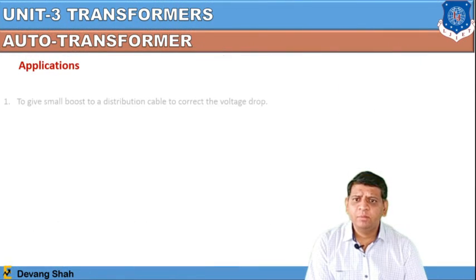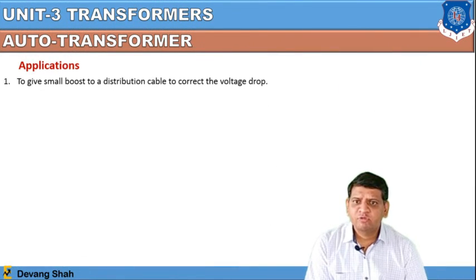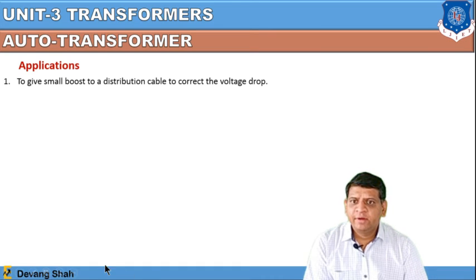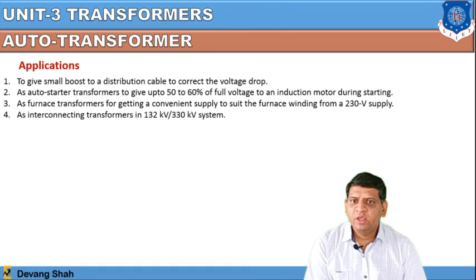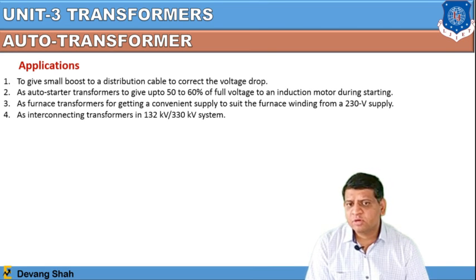Now from this you can find the applications of the auto transformer. One application is to give a small boost to a distribution cable to correct the voltage drop, right. One more is as an auto starter transformer to give 50-60% of full voltage to an induction motor during starting, as furnace transformers for getting a convenient supply to suit the furnace winding from a 230 volt supply, and as an interconnecting transformer in a 132 kV by 330 kV system, right. So these are some technical applications of the auto transformer, right.